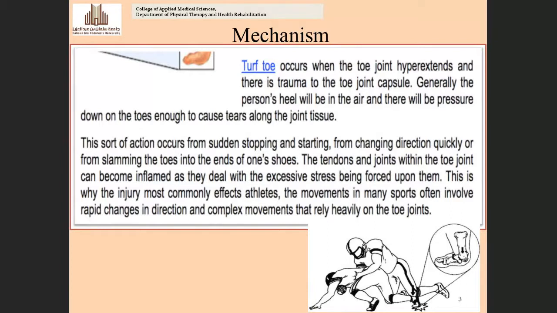This sort of action occurs from sudden stopping and starting, right? These are the different positions in which the joint can be ruptured, from changing direction quickly, or from slamming the toes into the ends of one's shoes. Along with this injury, you can find injury to the tendons. There are various muscles passing through the joint. These tendons get ruptured, and in the later stages you can find inflammation, right? Finally, there is limitation of movement.